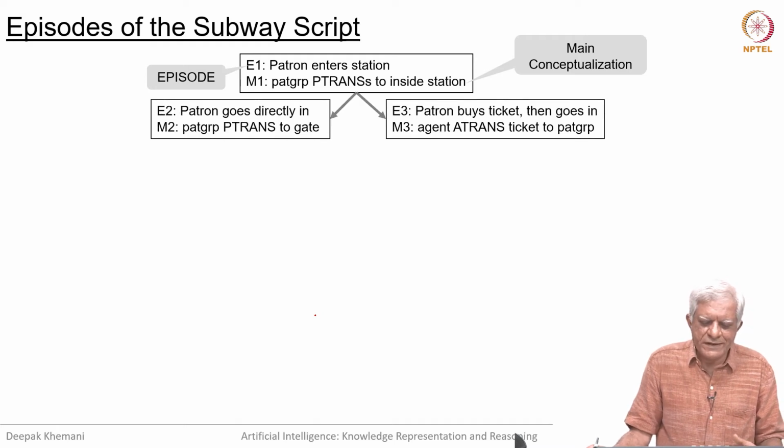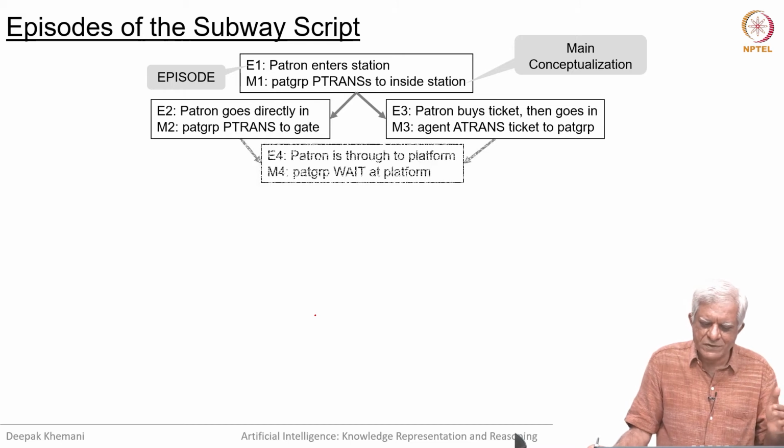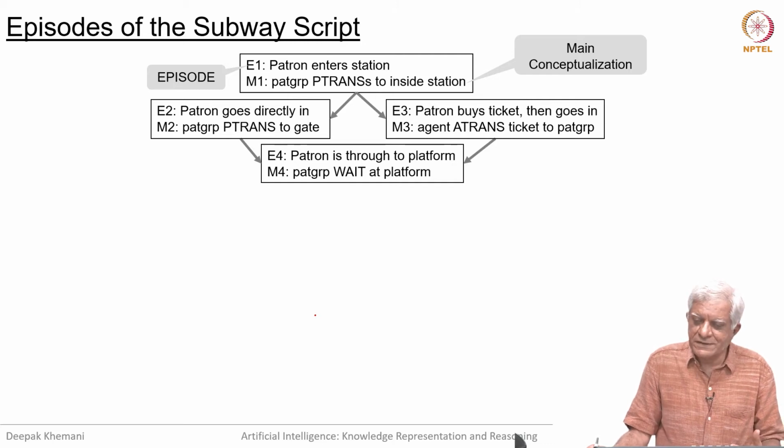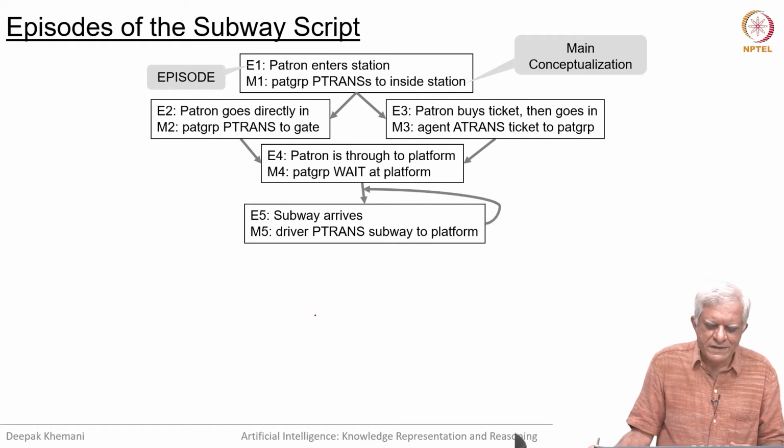So, we have described it at two levels. One is at the level of episode, the other is at the level of conceptualization. At the top you can see that a patron enters the station, which is represented as a patron group P transit to inside part of the station. So, we have given a rough description.